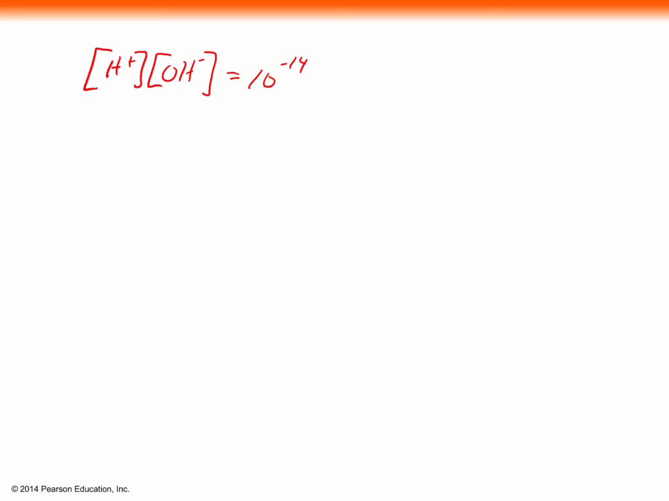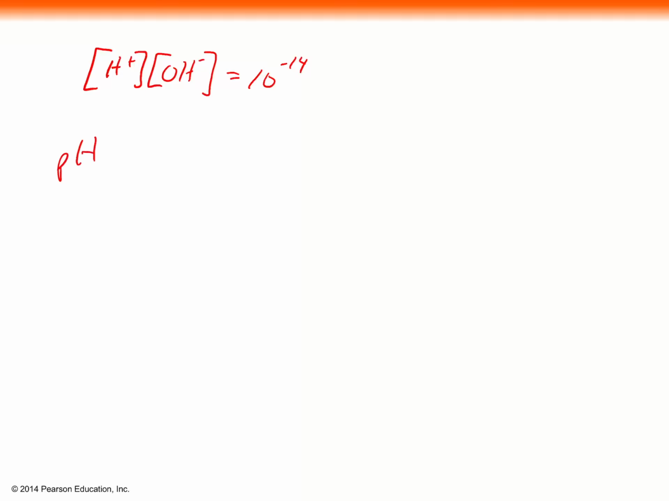Well, you might be thinking, how is it that the concentrations can differ, but you always get the same answer when you multiply them together? The answer is that because these two have to equal 10 to the minus 14th, if the concentration of proton goes up by a certain amount, concentration of hydroxide has to go down by the same amount. That's the only way you always get the same answer. If one goes up, one goes down, all right?